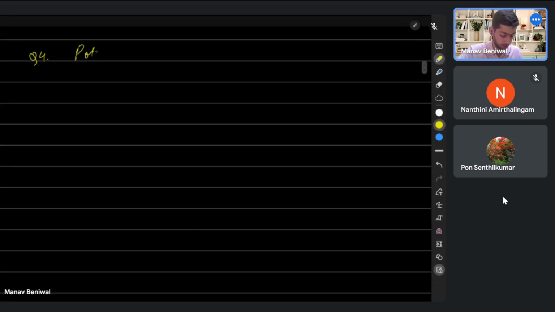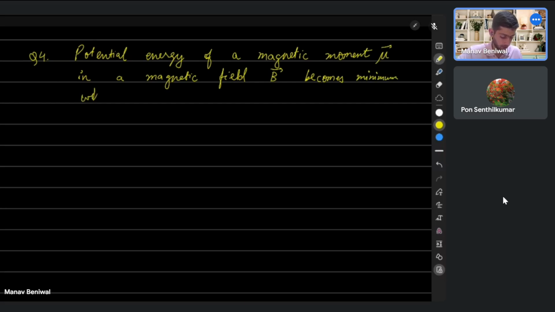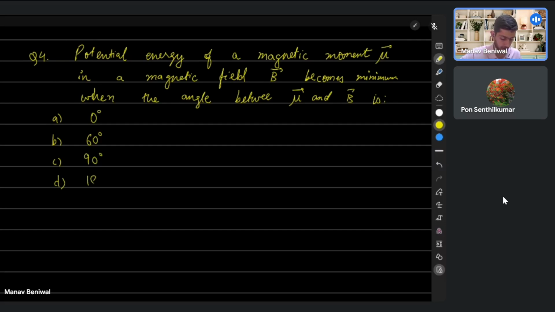So now we are asked about the potential energy of a magnetic moment, which is given by mu, in a magnetic field, which is given by B. This becomes minimum when the angle between mu and B is... So basically they are asking what should be the angle between your moment and the magnetic field. Your options are 0, 60, 90, and 180.